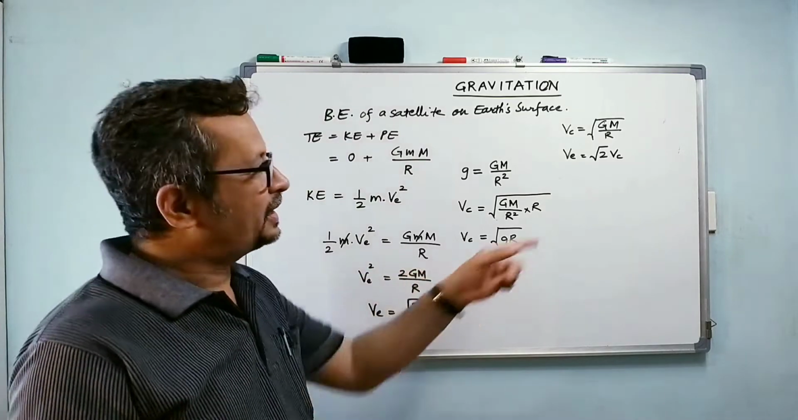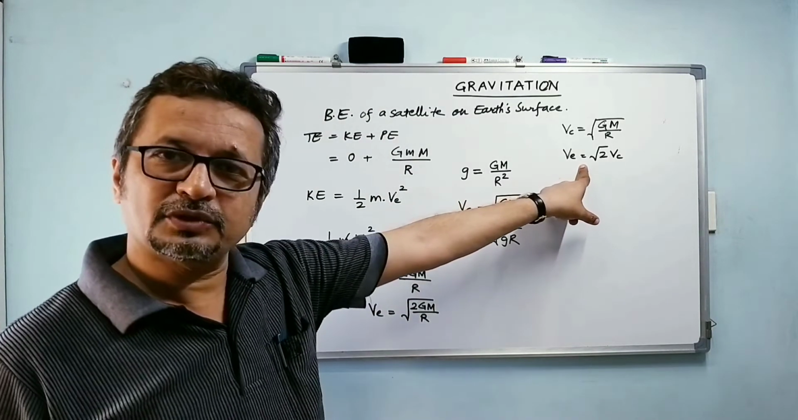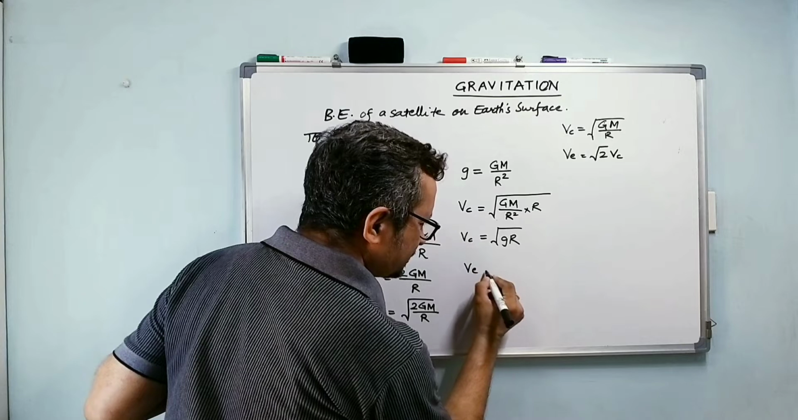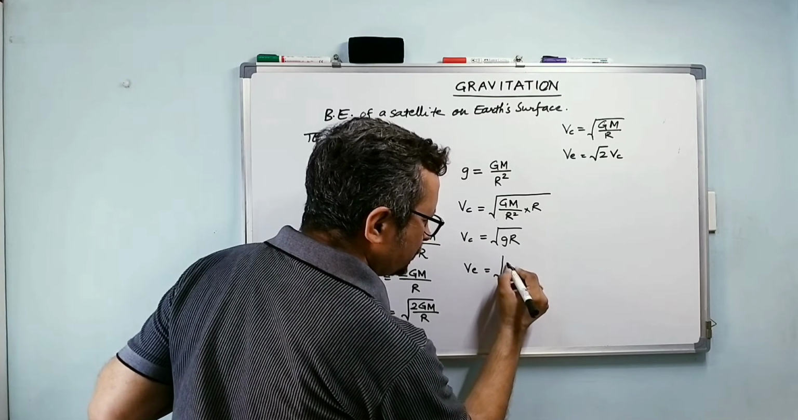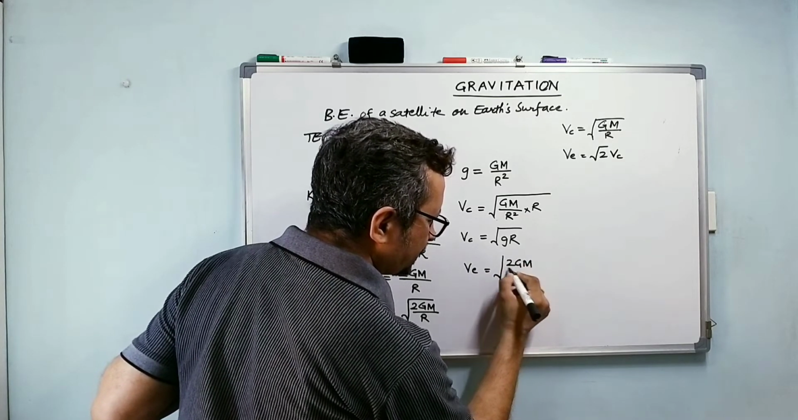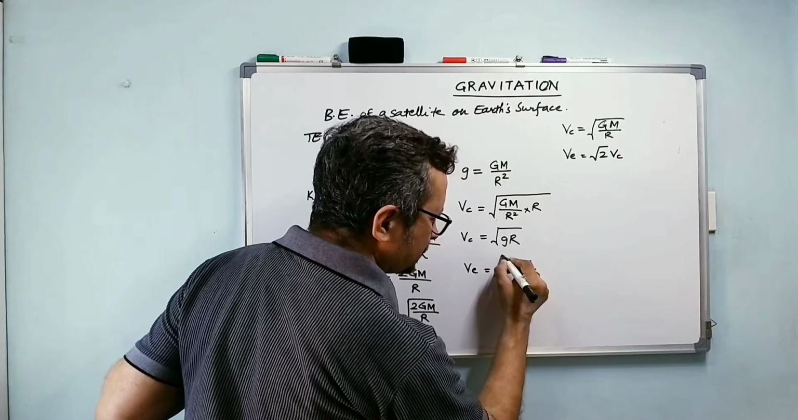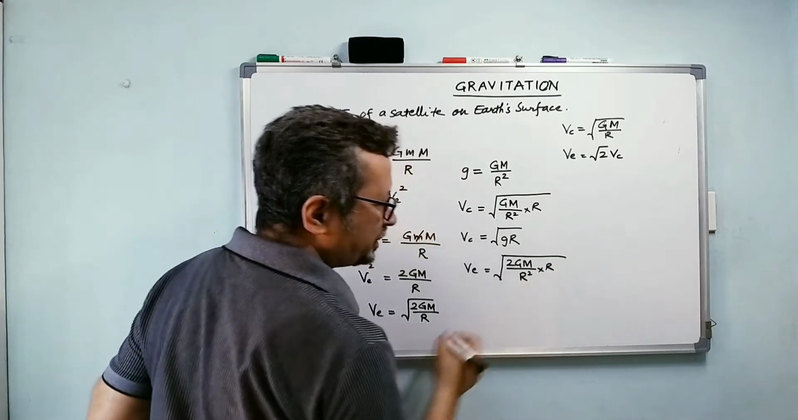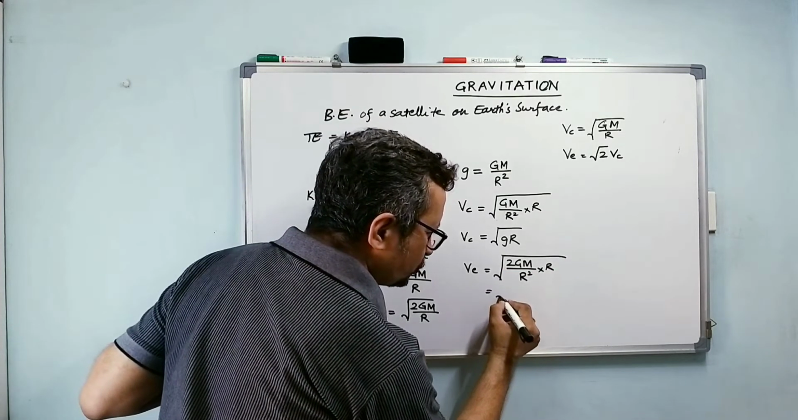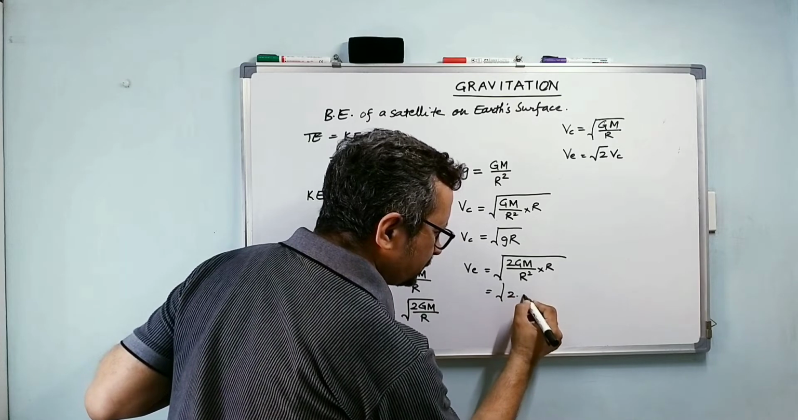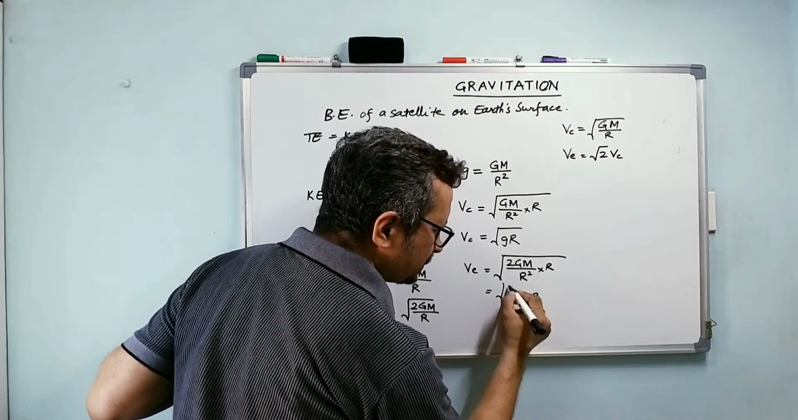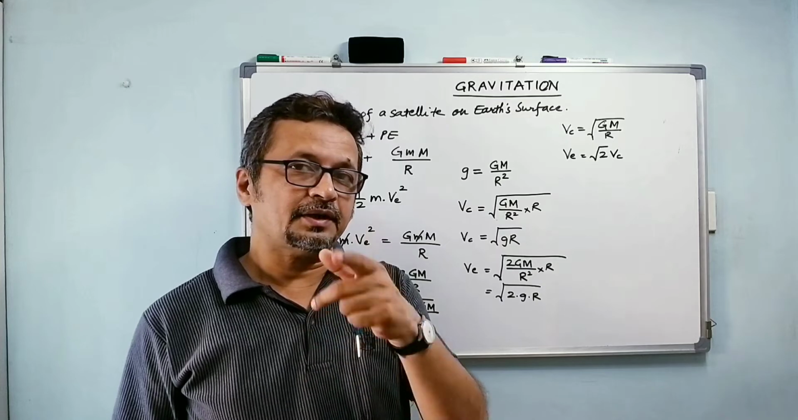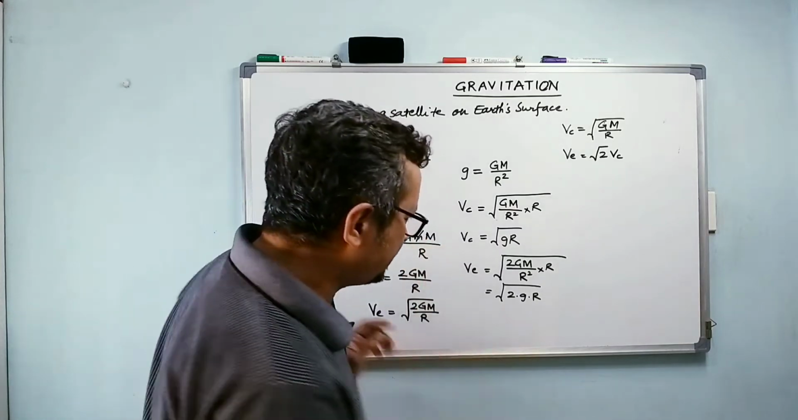So in the same way, I can do the same thing with this. My VE is equal to root over 2GM upon R, so square it and multiply by R here. So it is root over 2gR. Now we can calculate.